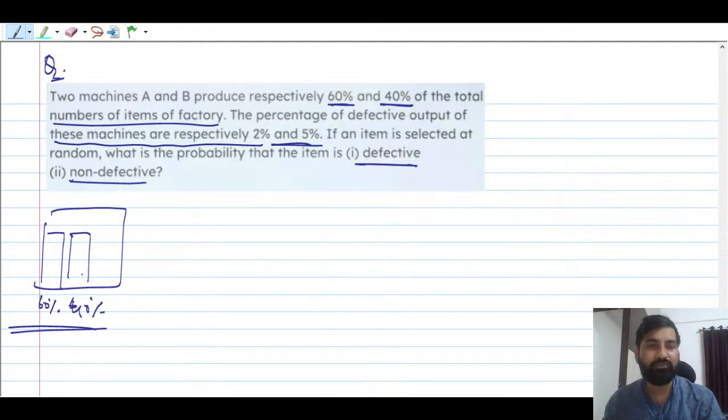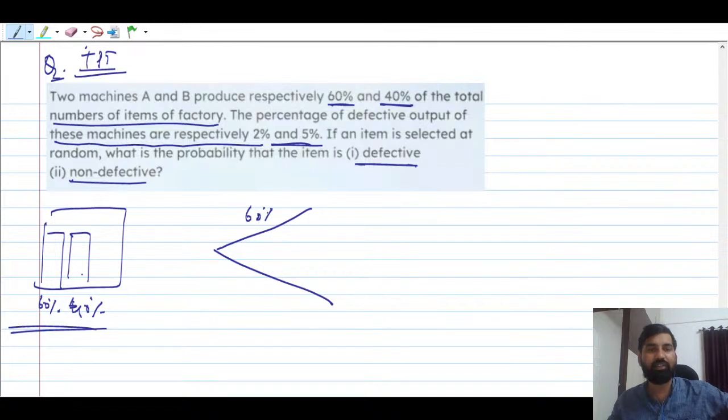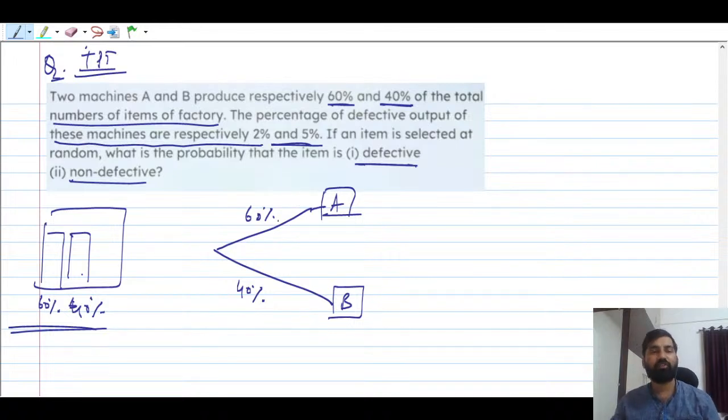So how to draw that? See, first you will select the machines, right? Here I'm going to use TPT, remember. There are two machines. Suppose this is A machine and this is B machine. So they are going to produce what? The total number of items of a factory, 60% and 40%. So this is the production. Now these machines can produce defective as well as non-defective items. First of all we have to find for defective, right?